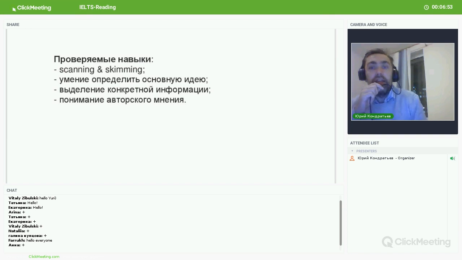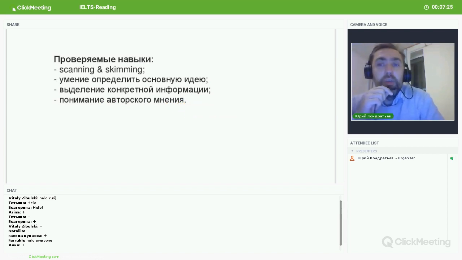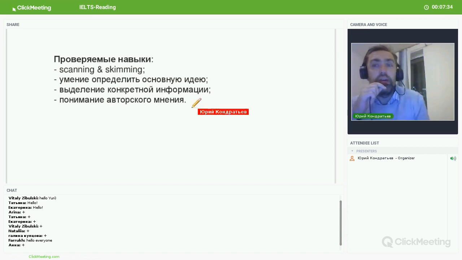The types of reading sub-skills that are checked in the text are scanning and skimming. Scanning is when you scan the text quickly. You can also read for gist and understand the main idea of the text. Then you can select concrete pieces of information, and sometimes, though this is not very common, you need to understand the author's opinion. However, in most cases, your answers should be based on the words of the text and not on the conclusions that you can make based on this text. We will see this as we do a couple of reading activities.